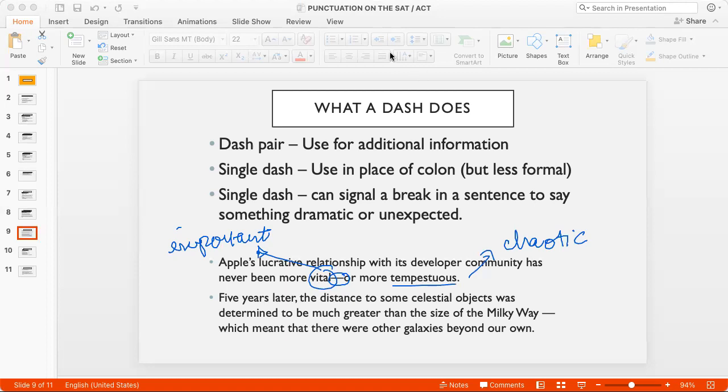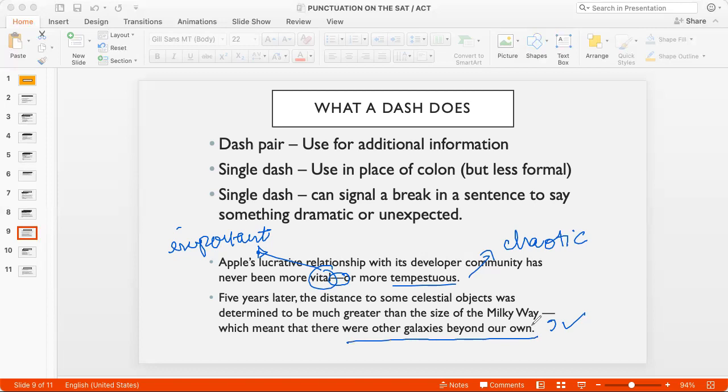Okay, 5 years later, the distance to some celestial objects was determined to be much greater than the size of the Milky Way - which meant that there were other galaxies beyond our own. Now, again, you see that a comma here would work perfectly fine, no problem. But the author has chosen to use a dash because there is something that was discovered about the size of the Milky Way, and that signals that there were other galaxies beyond our own. And that's like a significant finding. That's like a big deal, right? So again, to signal that dramatic or unexpected thing, you put a dash after Milky Way, right?